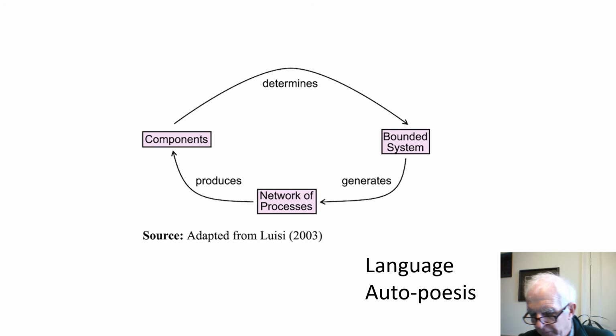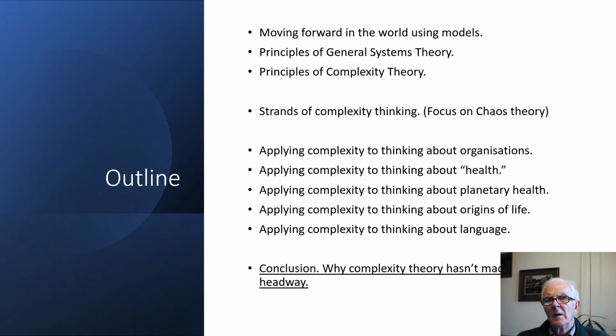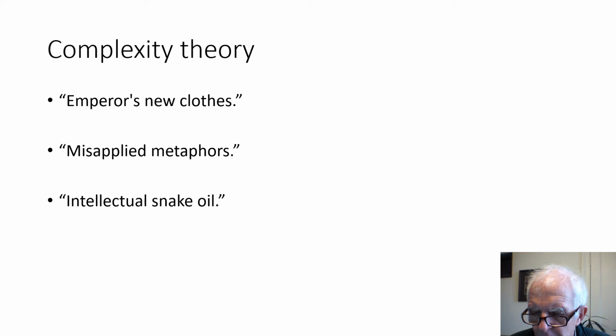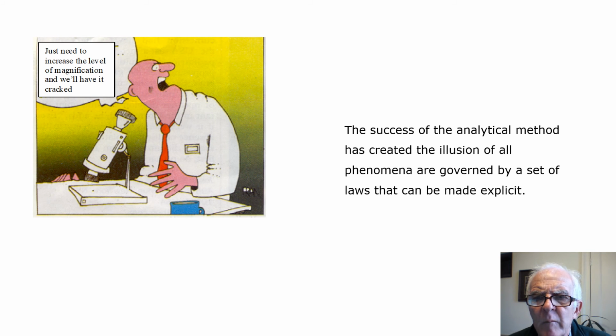So I think complexity theory can offer us some really interesting insights into language and how language may have formed and taken off. If you're still with us, I'm sorry that's been rather long and prolonged, but I just want to very briefly reflect on why complexity theory hasn't made as much headway as we may have anticipated. A lot of people have been not particularly pleasant about it. It's been called Emperor's New Clothes, misapplied metaphors, intellectual snake oil. There are a number of problems. The first problem is that the success of the scientific method has created an illusion that the truth is out there, and that all phenomena are governed by a set of explicit laws that we can find out. And this has been extremely successful.